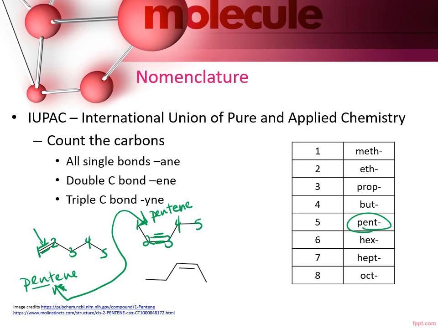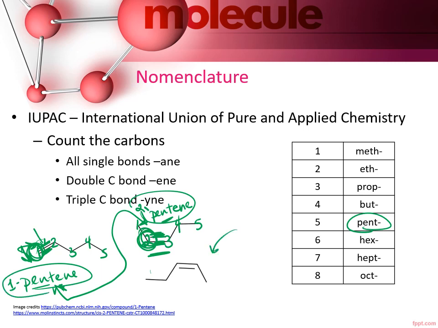So we start throwing in some numbers. This guy right here, I'm going to call 1-pentene because the double bond starts on carbon number 1. This guy over here, I'm going to call, you've probably guessed, 2-pentene because the double bond starts on carbon number 2. Figure out where that double bond starts, carbon number 2. This is 2-pentene. This is 1-pentene.